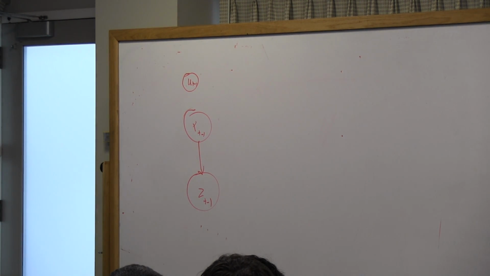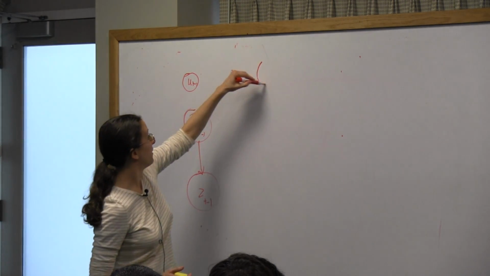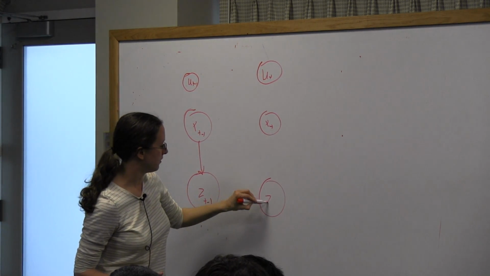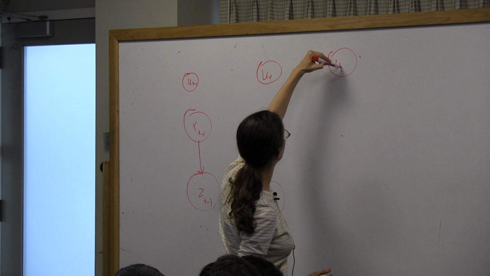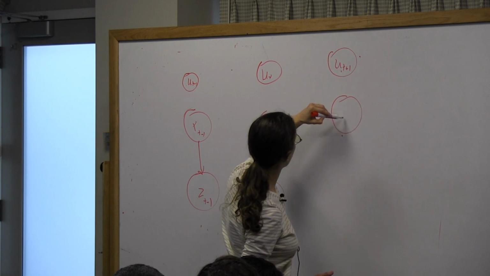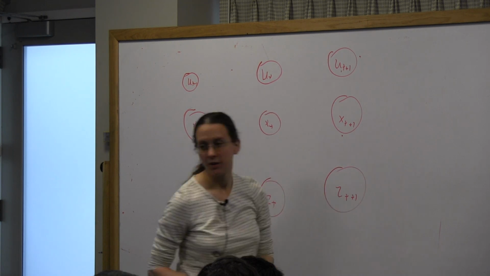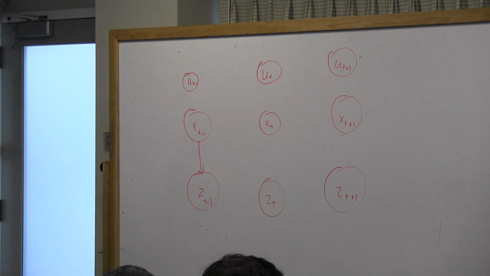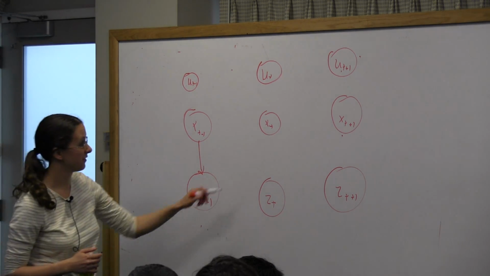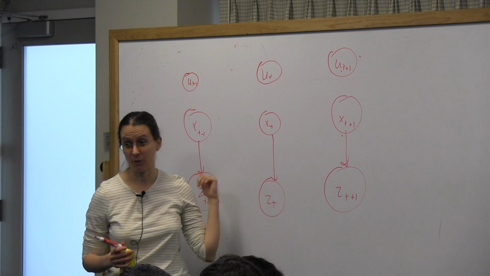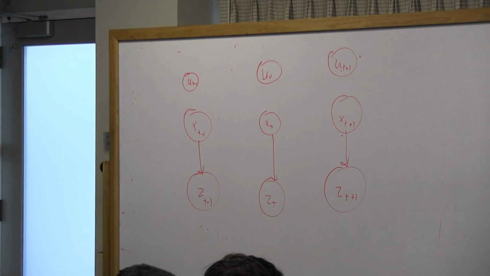So now I'm going to draw some more nodes: u of t, x of t, z of t, and t plus 1 too: x of t plus 1 and z of t plus 1. So now what other arrows can I draw? You can draw an arrow from x of t to z of t, and the same arrow from x of t plus 1. At every time step, no matter what t is, it's always true: it only depends on my current state.